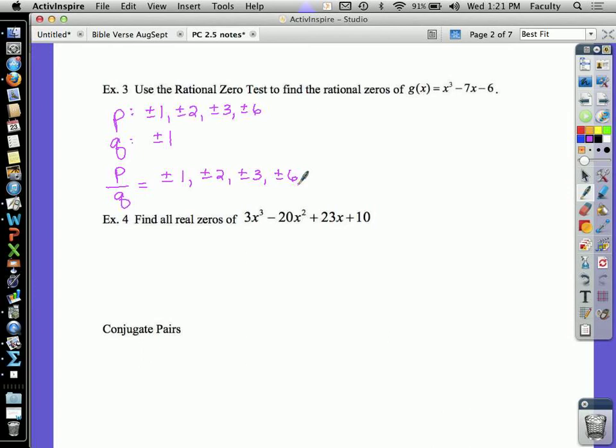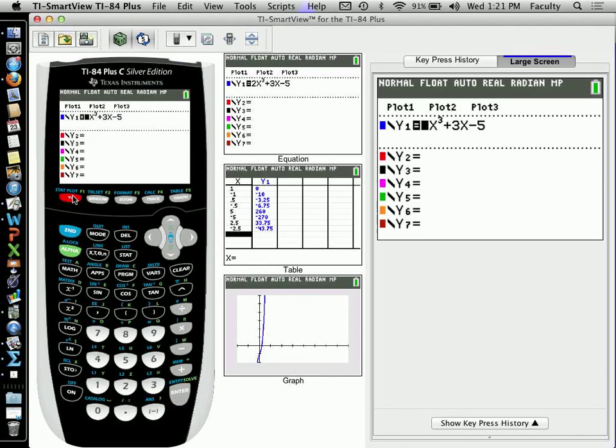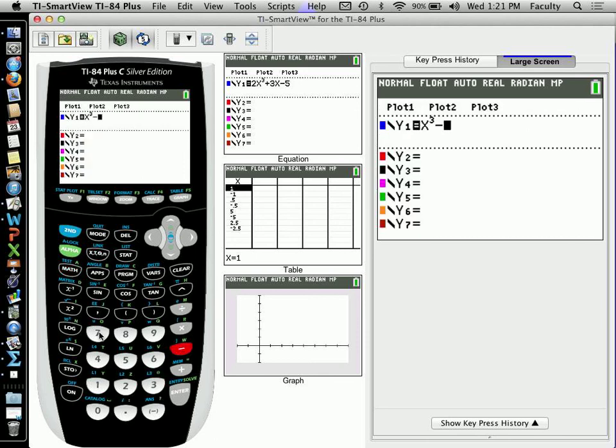Now what I would recommend is let's pop g of x into our y screen. Okay, let's go to the y screen. And that's x cubed minus 7x minus 6.